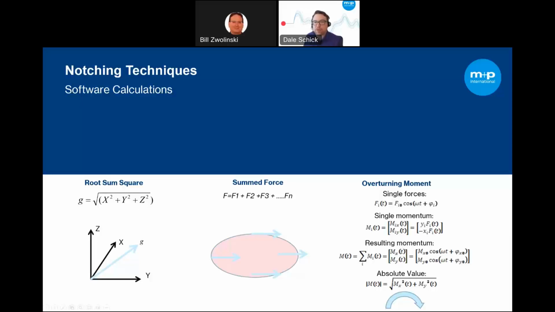Summed force, which is known as vector add in the software, is a simple weighted sum of all the sensors in the calculation. And moment, which calculates the overturning moment of the system using coordinates or weighted by distance, automatically calculates these force expressions for you depending on how your system is configured.